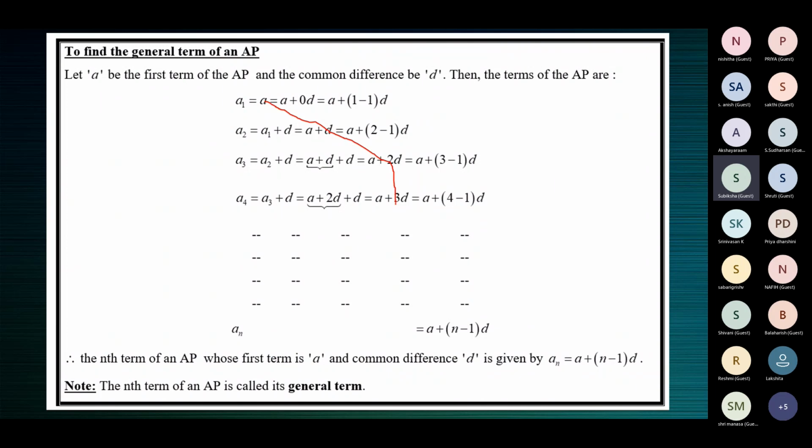A plus 10D will be the, I think I said 9th term, sorry, A plus 10D will be the 11th term of the AP. You can see that A plus 3D is the 4th term, so A plus 10D will be the 11th term. A, A plus D, A plus 2D, A plus 3D are the terms of the AP when the first term is A and the common difference is D.